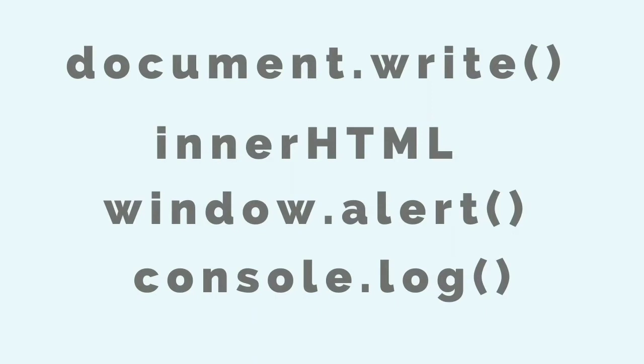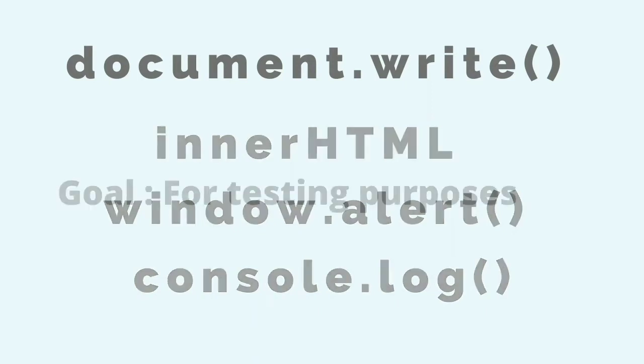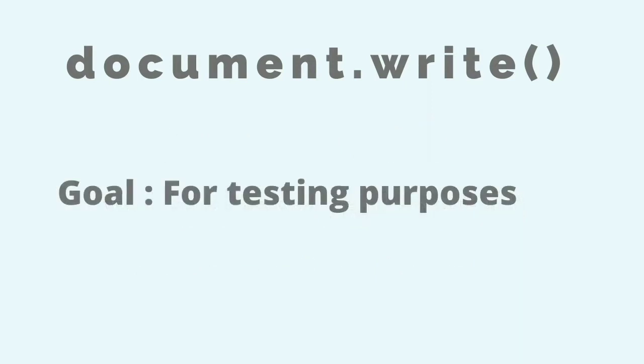As we can see on the screen, we have four ways. The first one is document.write(). The second one is innerHTML. The third one is window.alert(), and the last one and the most useful, console.log(). We use all these methods just for testing purposes. The main goal is to test our code.